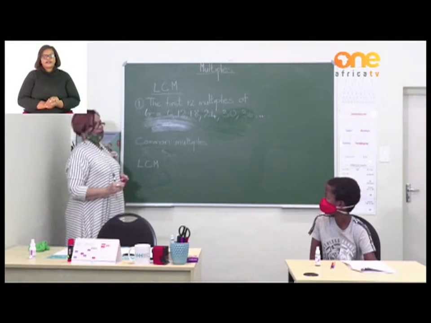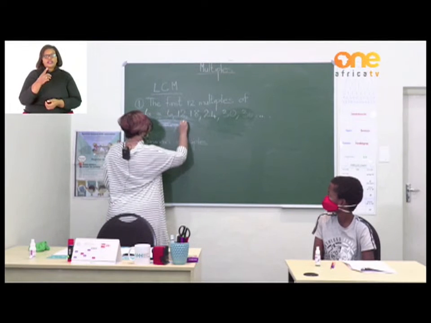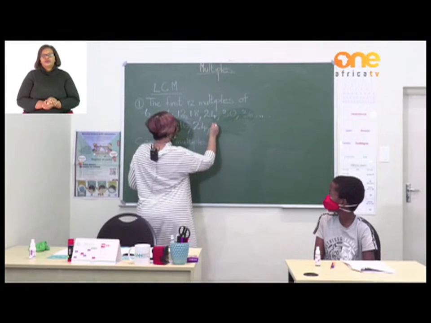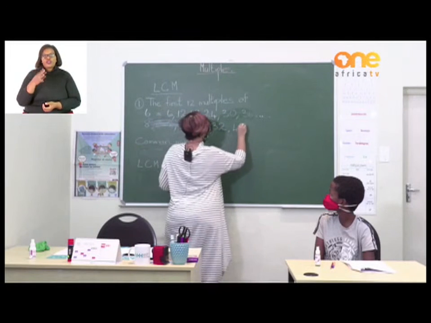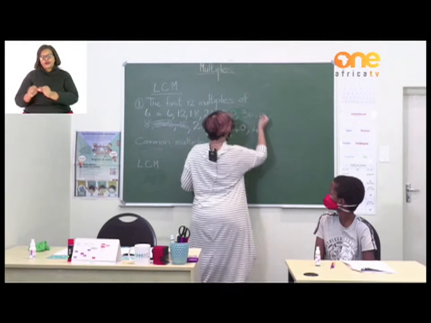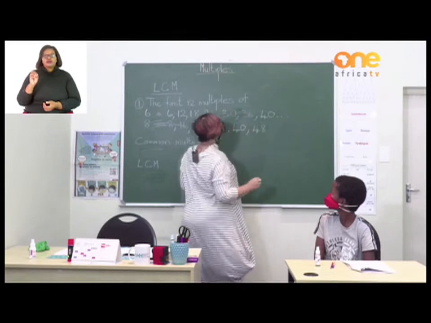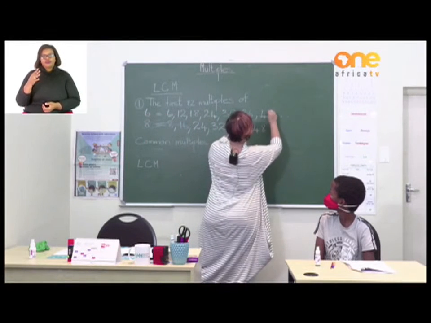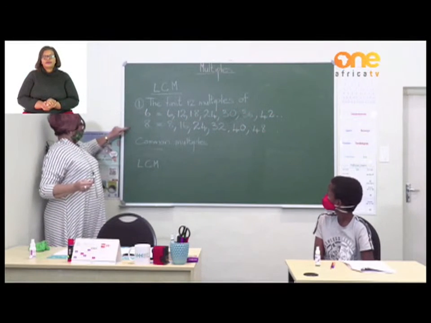The multiples of 8, Pomwene, can you assist us? 8, 16, 24, 32, 40, 48, and we can continue. We add another one. What is this? The next one is 42. Am I right? Right.